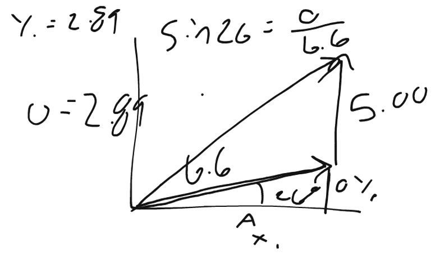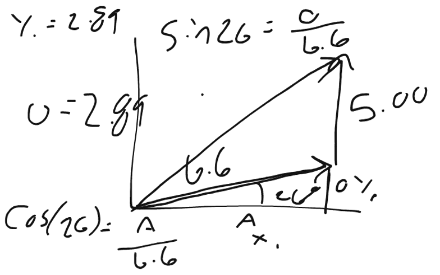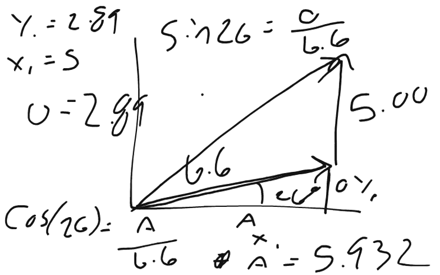Then I can do cosine, because theta in this case is 26 degrees. Cosine theta equals adjacent over hypotenuse, so a over 6.6. You work that out algebraically, and you can find that your adjacent equals roughly 5.932. So x1 equals 5.932. So what about x2?